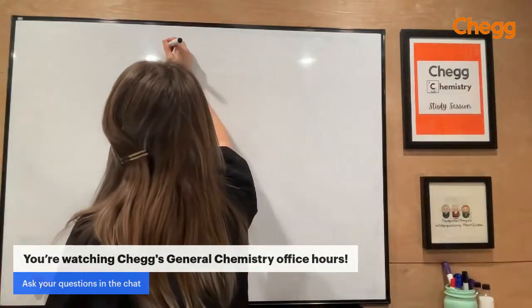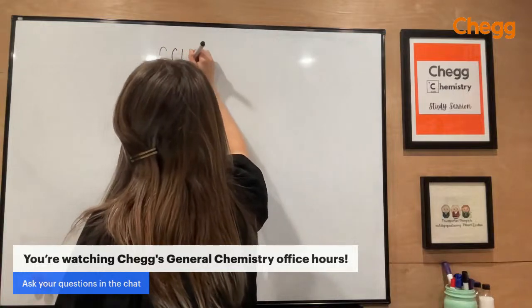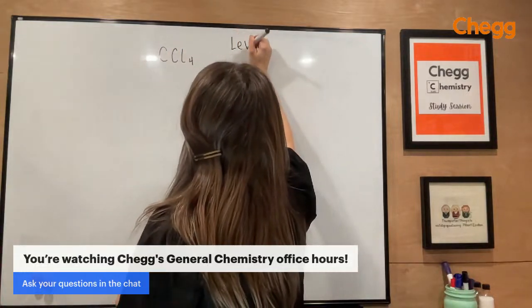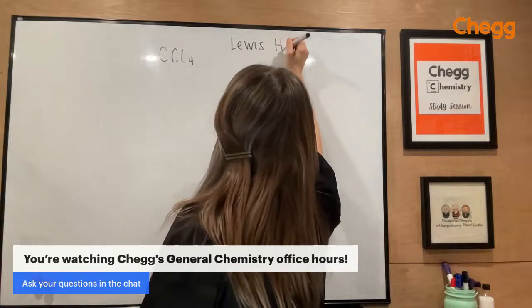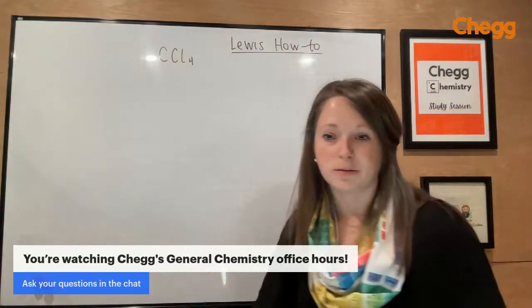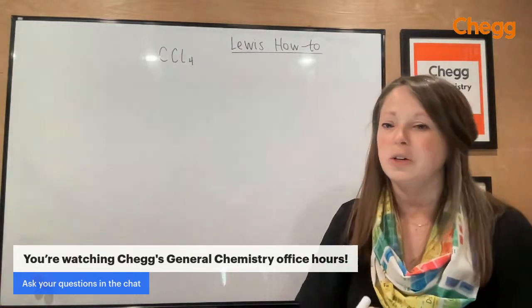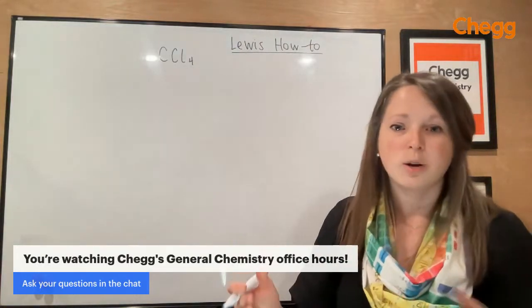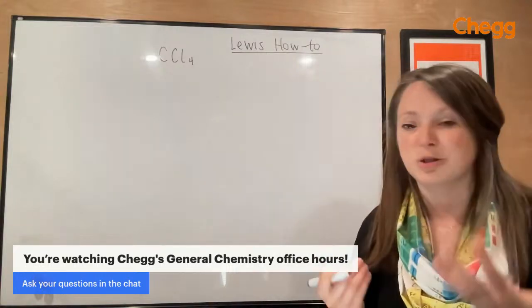We'll do carbon tetrachloride, just as an example. All right, how do I draw a Lewis structure? There are just a couple steps you need to follow, and you can do literally any structure with a little bit of practice. You got to think of it as you're solving a puzzle.